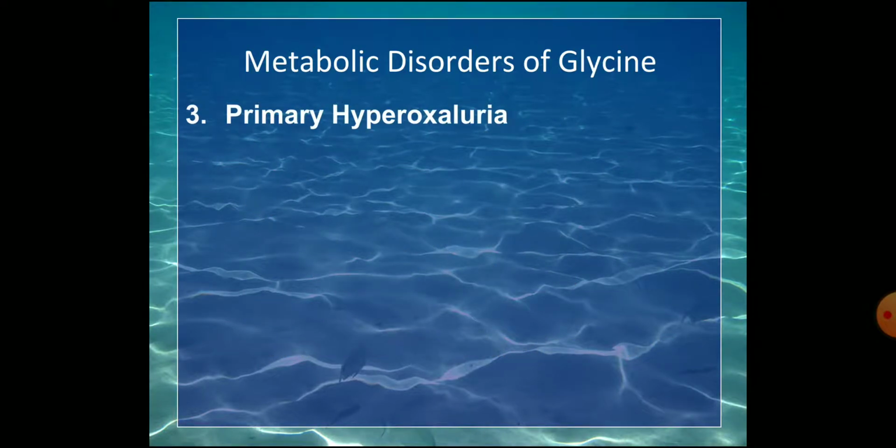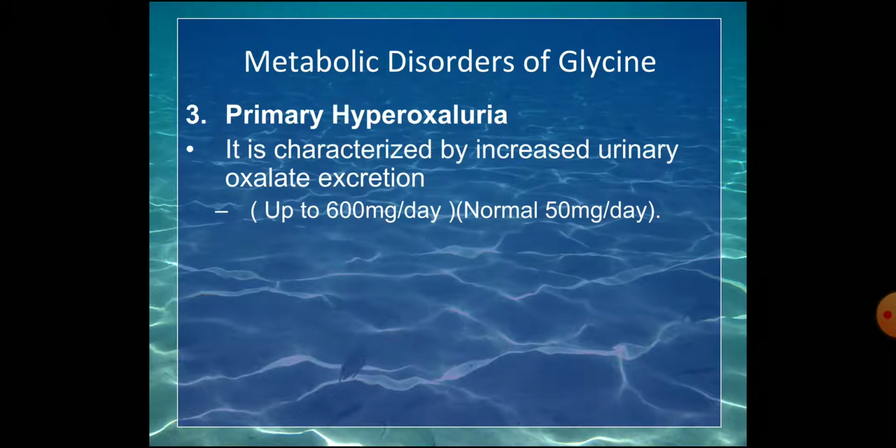Then the third and most important one is primary hyperoxaluria. It is characterized by increased urinary oxalate excretion. Here the oxalate excretion is very much increased. Usually excretion is up to 50 milligrams per day, but here up to 600 milligrams per day is seen in the urine. Oxalosis is also observed; the level of oxalate will be more in the blood also.